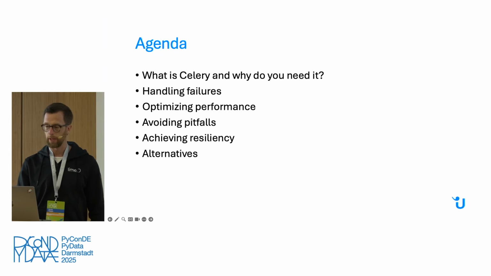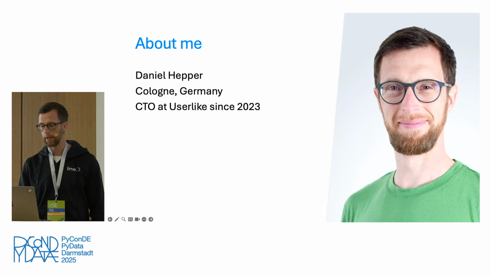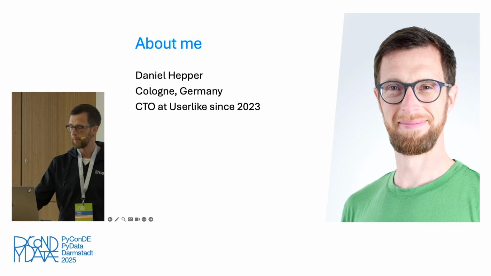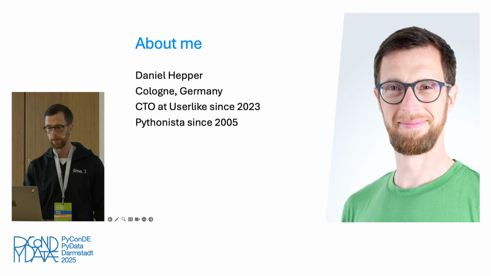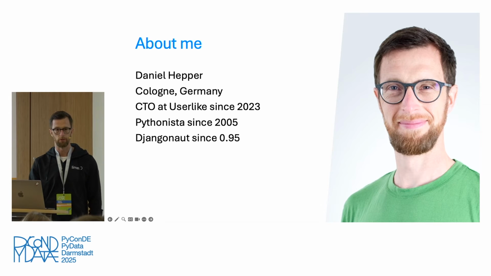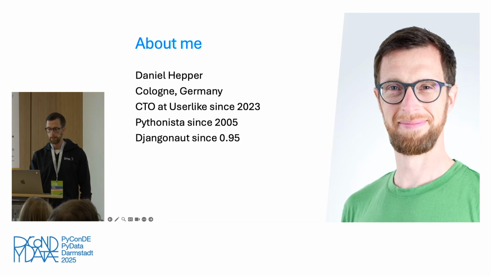Before we get to that, a few words about me. My name is Daniel Hepper. I'm in Cologne, Germany with my wife and my son. I'm the CTO at Userlike since 2023. I've been a Pythonista for almost 20 years, and I've also been using Django for quite a while now.